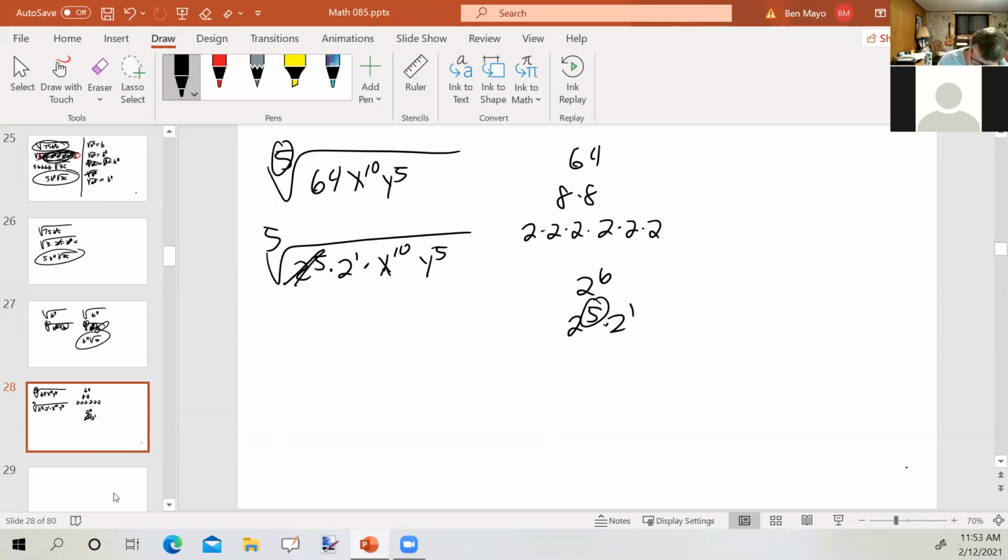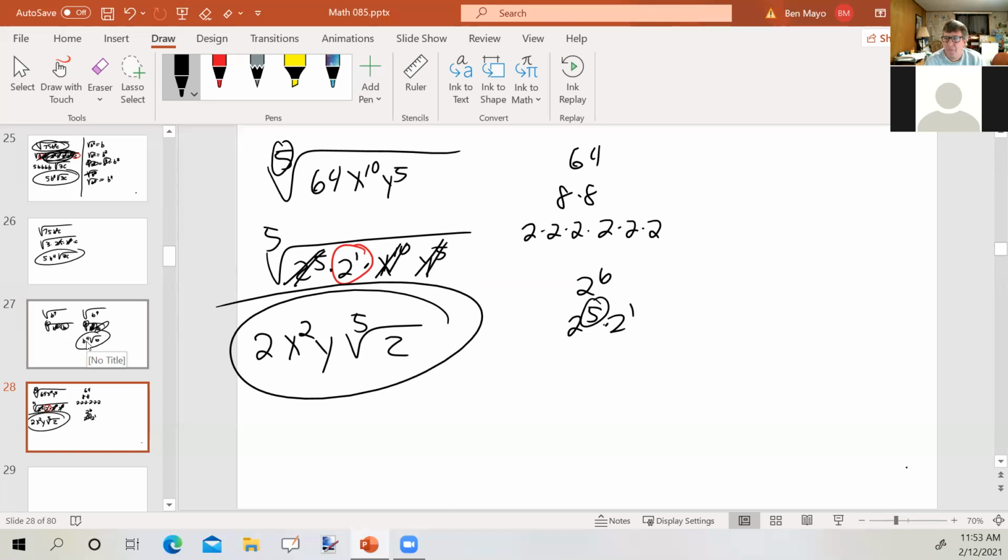What's the 5th root of 2 to the 5th? 2, outside. Yes. What's the 5th root of 2? It's not going anywhere. What's the 5th root of x to the 10th? That would be x to the first? No, x squared. And then the 5th root of y to the 5th would be just y, and we've got the 5th root of 2 left inside. You getting it? Yes, because you can't do anything to the 2, since its power is less than the index. So you just leave that left over. Yes. All right.